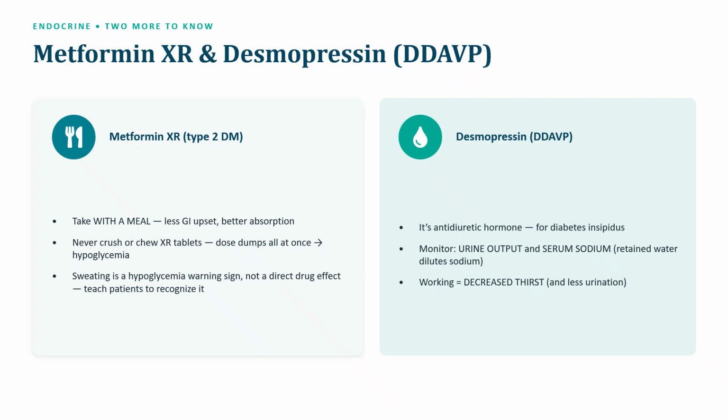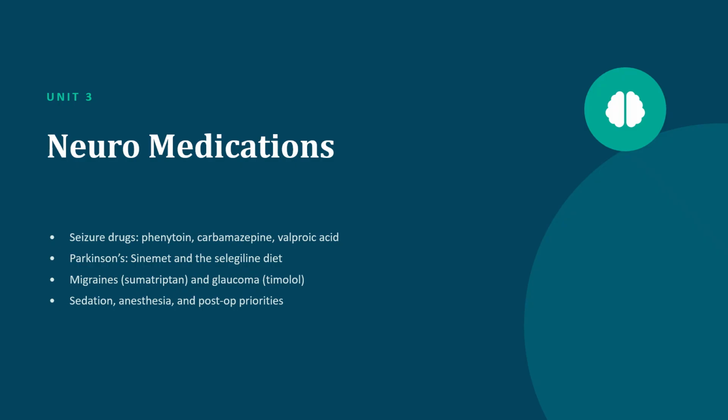So I feel like I should say that again. When your patient is taking desmopressin or DDAVP, we are monitoring urine output, which should decrease, and serum sodium, because retained water dilutes sodium and hyponatremia is the significant complication. So desmopressin is working when thirst decreases and urination decreases.